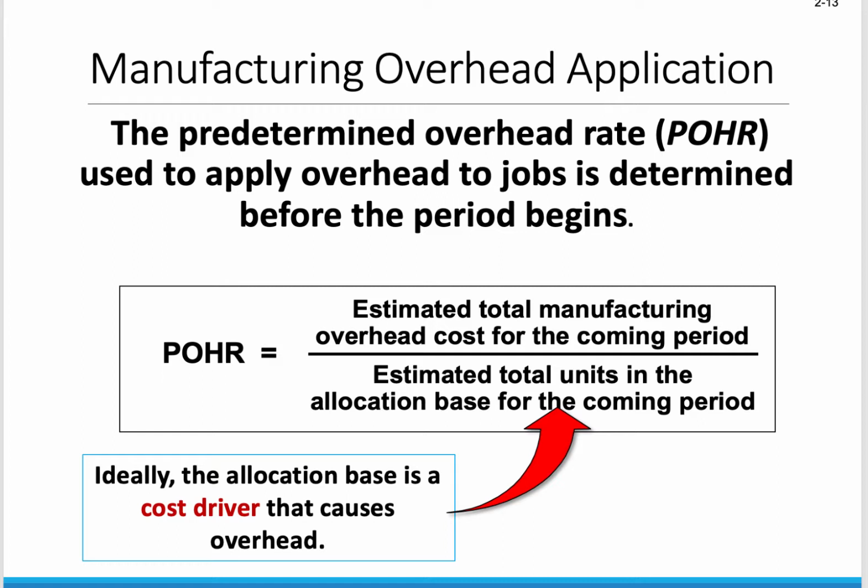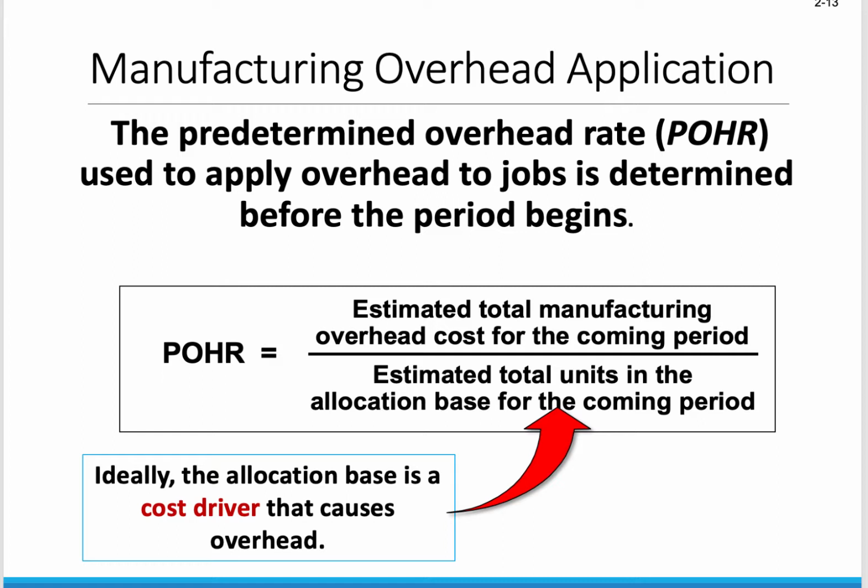Okay, now in our course, we're going to tell you what the allocation base always is. It's either going to be direct labor hours, machine hours, or direct labor dollars. However, in the real world, it's always a great idea that you pick an allocation base that actually drives the cost, meaning what causes the overhead. We have all this overhead cost, right? Where did this overhead cost come from?